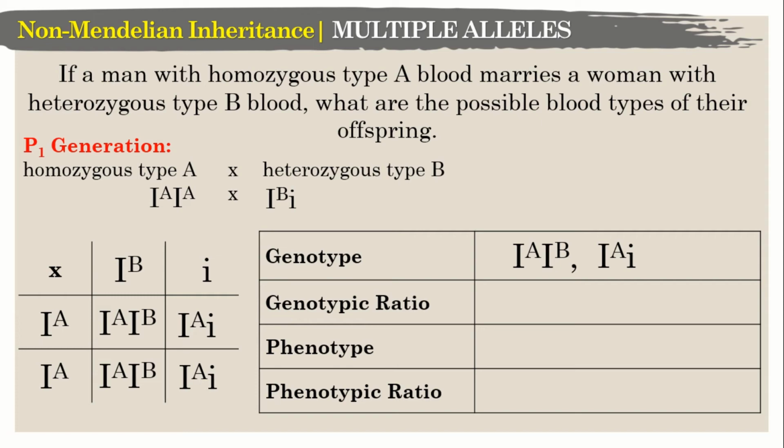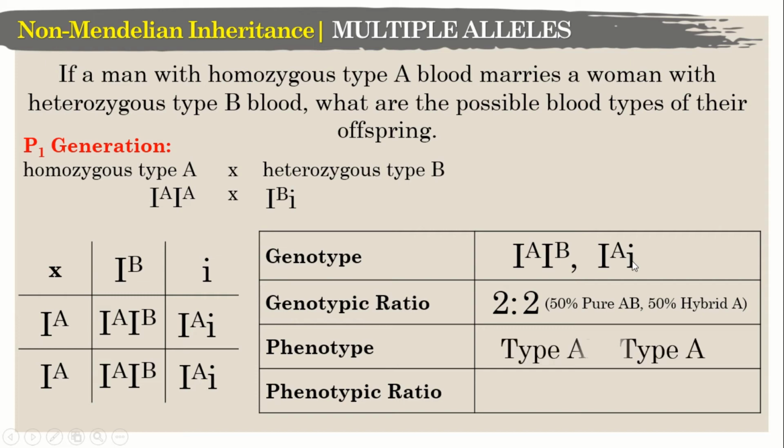How many times did AB appear? We have 2 here. How many times did I^A i appear? Also two. So the genotypic ratio would be 2:2. Meaning to say, you have 50% pure blood type AB, and then you have 50% hybrid A. Why hybrid? Because you have blood type A, and you also have a gene for blood type O. That's why it is hybrid.